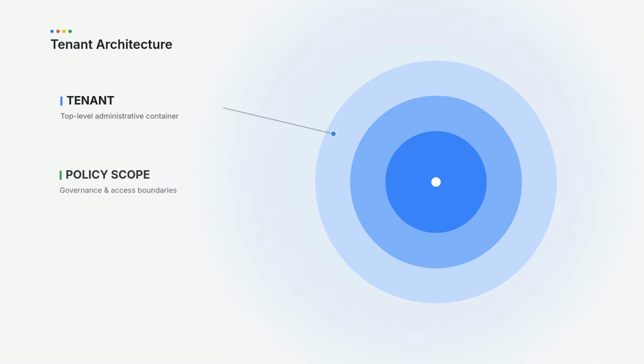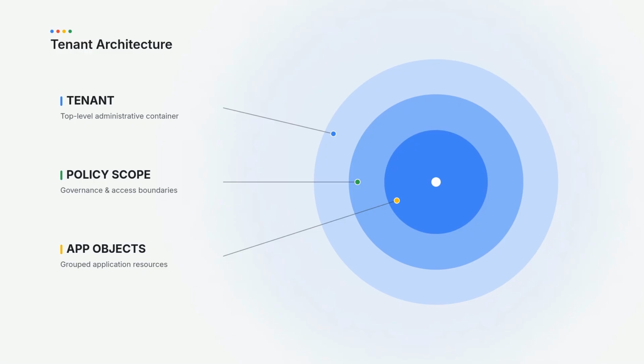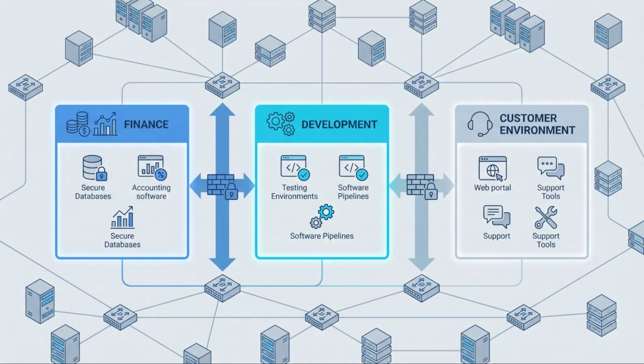Now we can build the foundation from the top down, starting with the tenant. A tenant is your top-level administrative and policy container. It gives you a clean scope to group application objects together. In real life, a tenant might represent a business unit, an environment, or a customer. What matters is isolation of policy context, not a magic one-size-fits-all meaning.